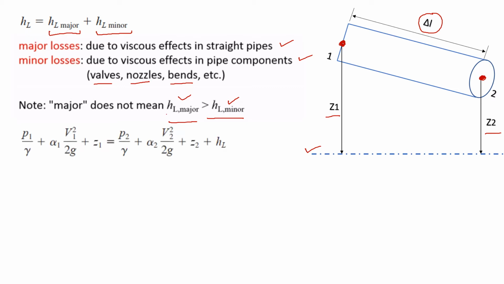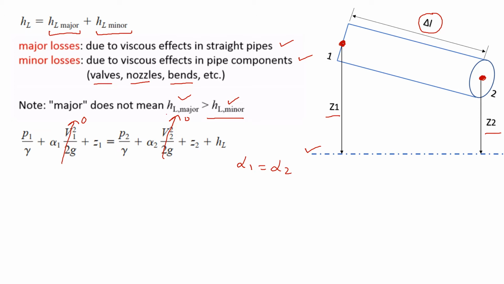So this is our energy equation. We already discussed that in our previous lecture as well. Here we will assume that the flow is steady and fully developed. When a flow is fully developed, the velocity will be constant, meaning that at point 1 and point 2 the velocity will be the same, and alpha 1 and alpha 2 will also be the same. So these two components will cancel out.